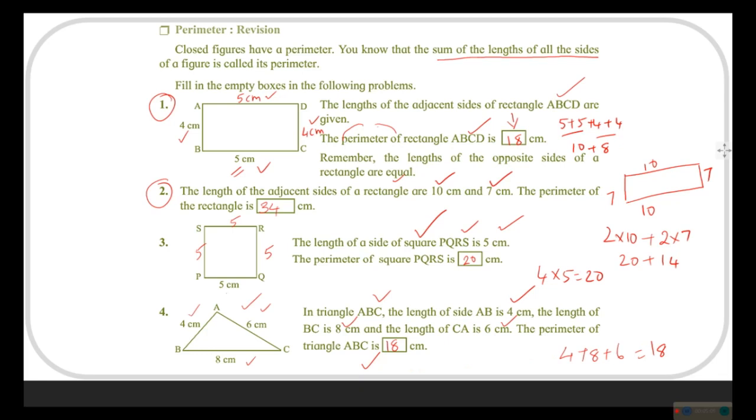Understood, my dear students? This is the way we will solve perimeter in a practical situation, or in a situation where you are given all the measurements. Understood? Let us go ahead.